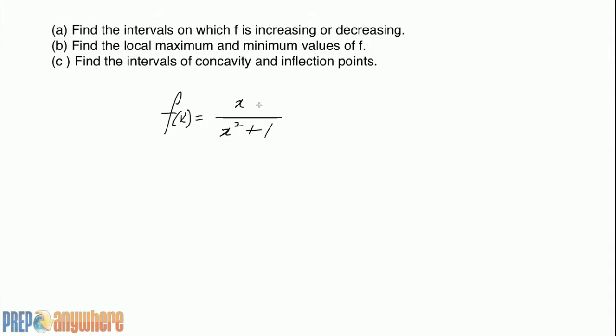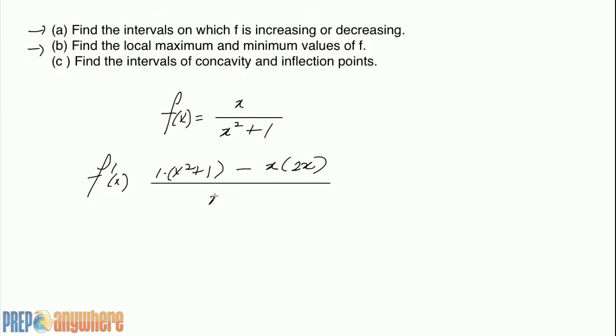Okay, let's first find the first derivative to answer parts A and B. Okay, quotient rule. Differentiate the top, you get 1 times x squared plus 1, minus, leave the x alone, differentiate the bottom, you get 2x, all over x squared plus 1 squared. So x squared plus 1 minus 2x squared gives you 1 minus x squared.